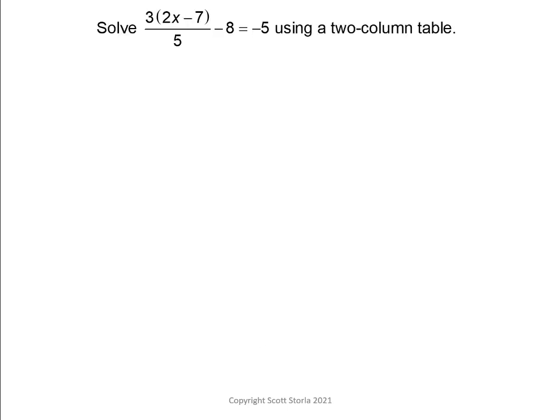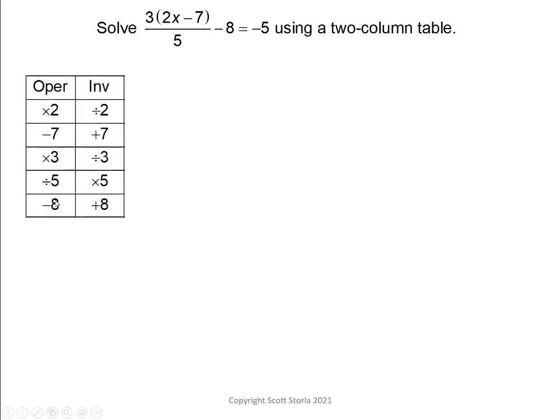How about this one? To build the left column, we would multiply by 2, subtract 7, multiply by 3, divide by 5, and then subtract 8. So this time we have 5 rows. Here are our inverse operators.